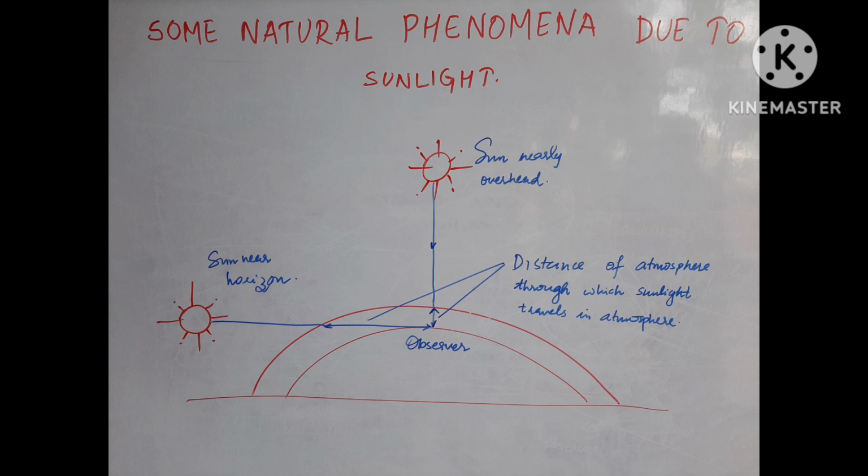In cloud, raindrops are there, large dust is there, and ice particles are there. So due to all these phenomena, it appears as white, and other things appear as blue.